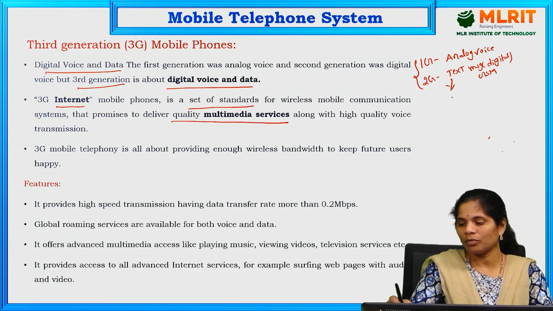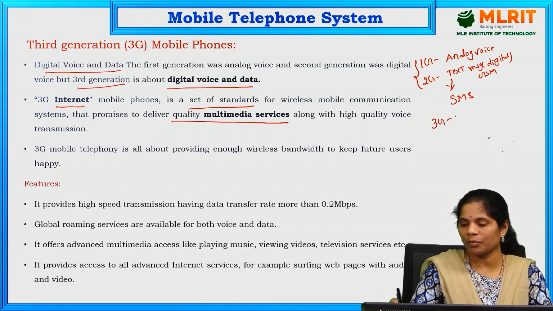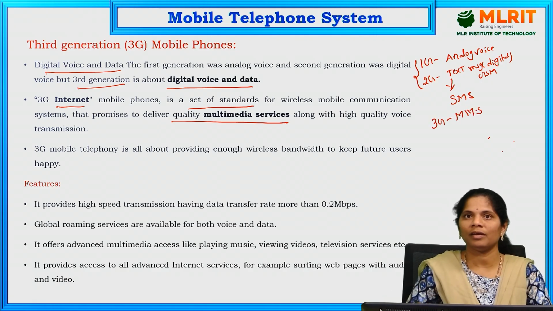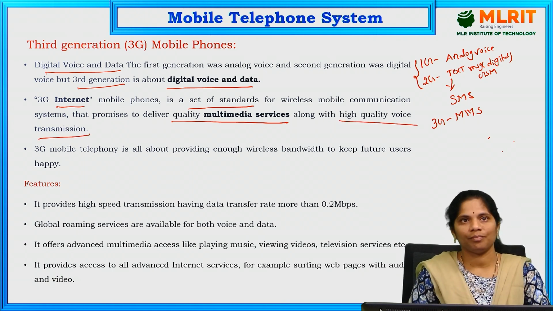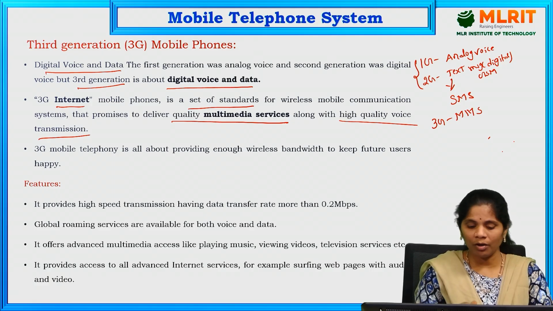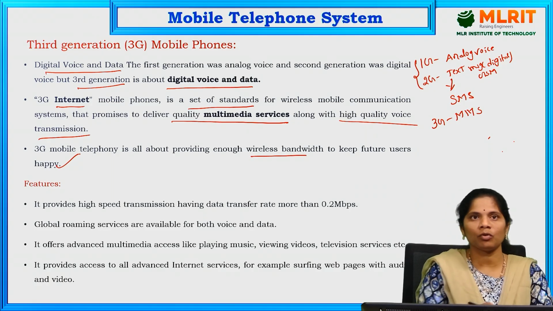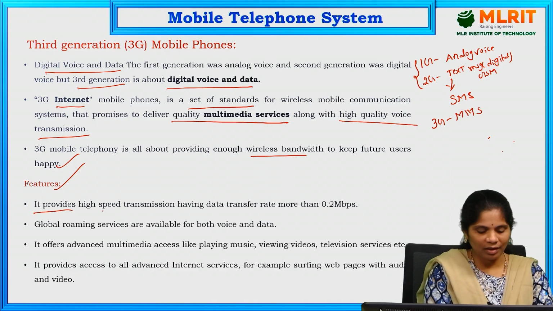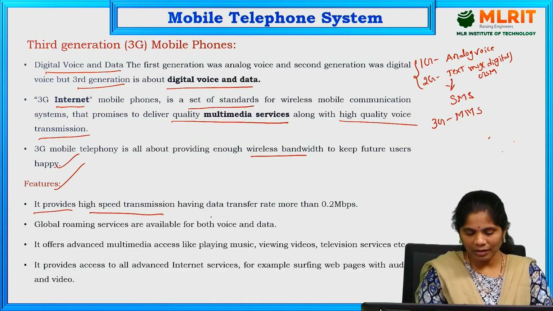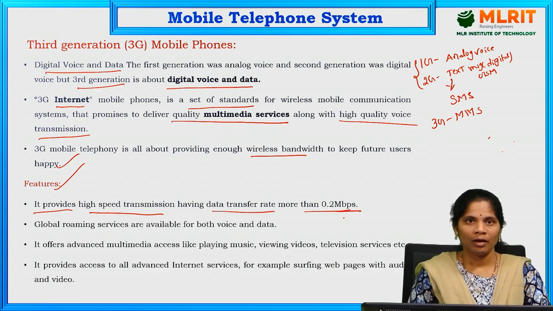It is talking about SMS, meaning text messaging. 3G is talking about MMS, that is multimedia services, along with high quality voice and transmission. This 3G mobile telephone is all about providing wireless bandwidth to keep future users happy. We are going to use the third generation mobile phones. The main features of these 3G mobile phones are that they provide high speed transmission, with a data transfer rate of more than 0.2 Mbps, megabits per second. It has high speed.